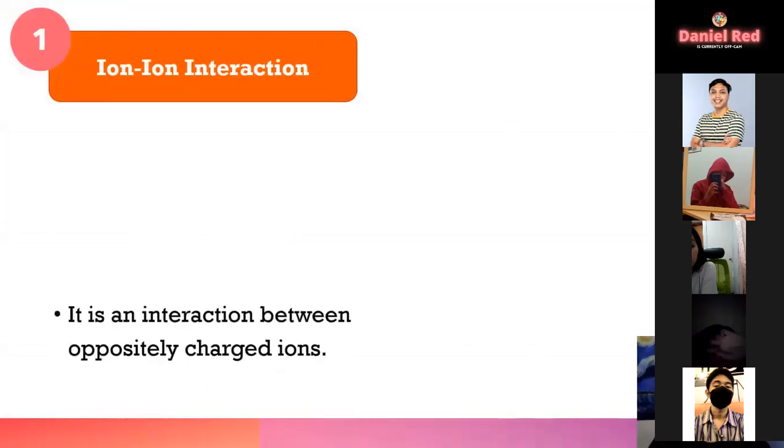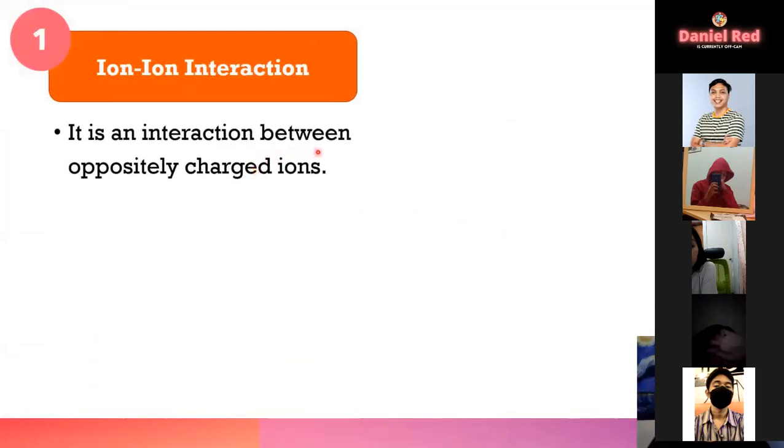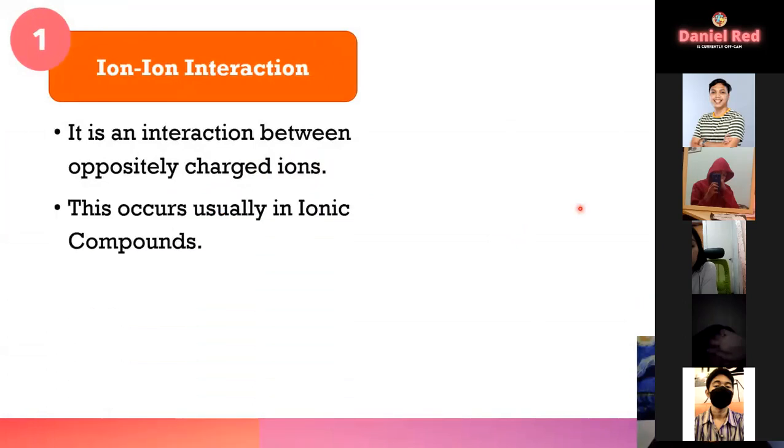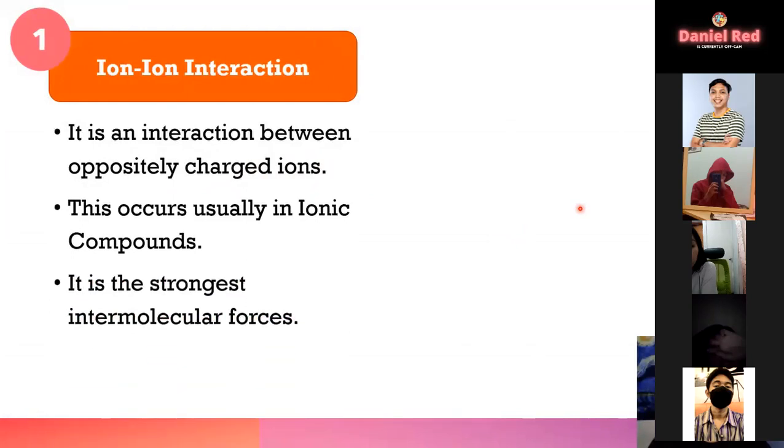Also, ion-ion interaction is the interaction between oppositely charged ions. It means that there should be an interaction between two opposite poles, the positive and the negative poles. This occurs usually in ionic compounds or ionic bonding. It is also the strongest intermolecular force, and of course, it follows the principle of opposites attract.